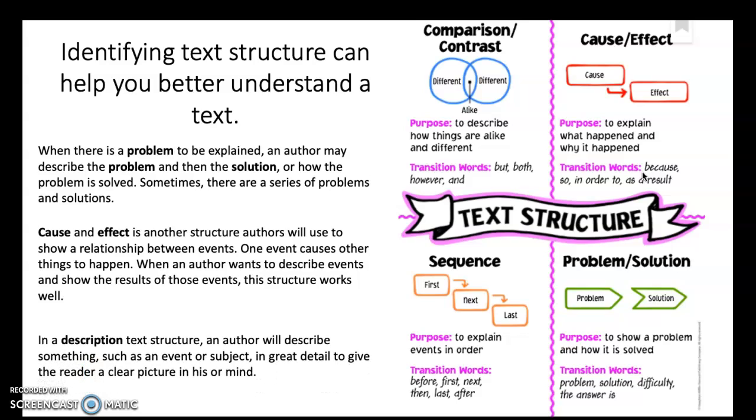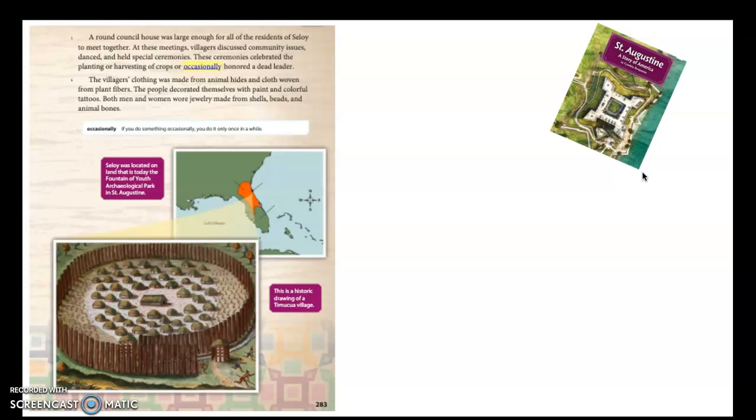In a description text structure, an author will describe something such as an event or a subject, and they will describe it in great detail to give you, the reader, a clear picture in your mind of what is happening. Let's get into our text and see if we can identify some of these structures.